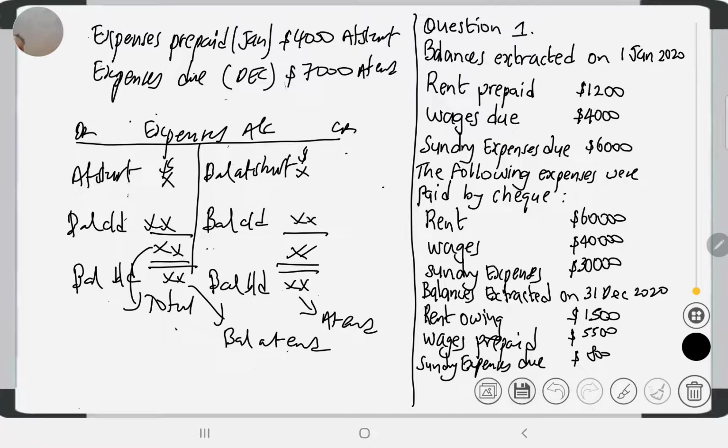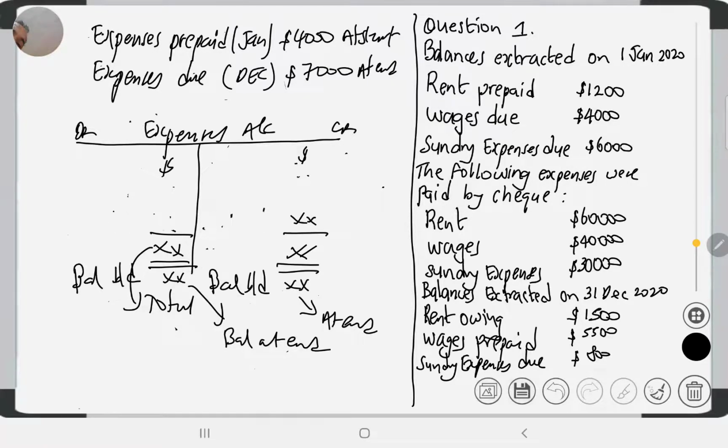Now we are going to record expenses prepaid $4,000 at the start and expenses due $7,000 at end. Now let us see how to record this in the expenses account. So we have to open expenses account. We know that all balances at the start will be recorded above the total, and all balances at end should be recorded below the total. And all closing balances, they will be followed by balance CD, balance carried down.